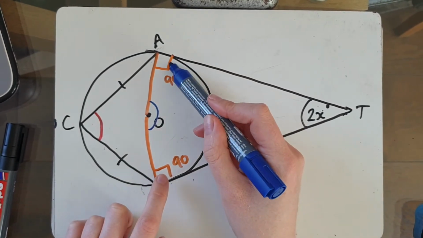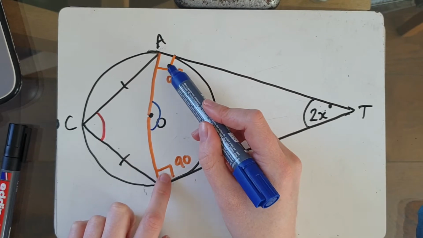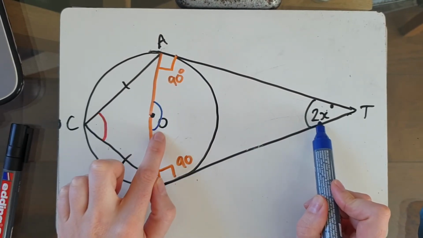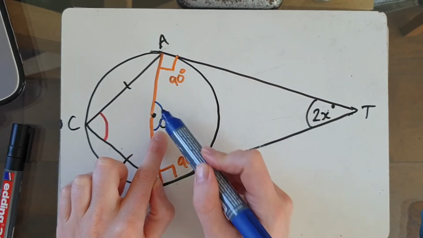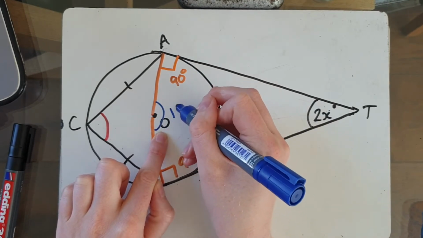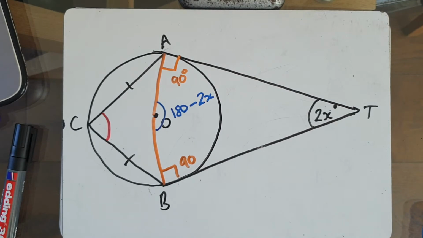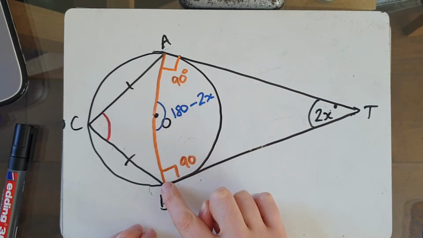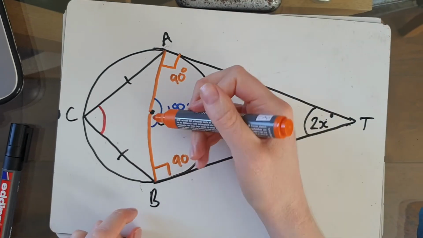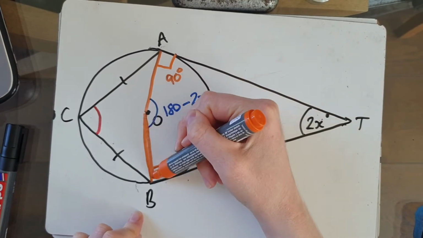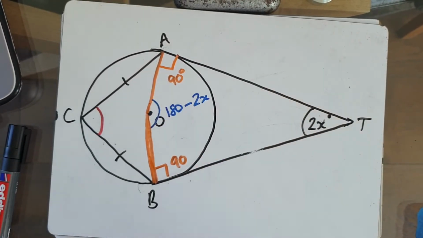I can take 180 away from that because these are both 90. So this one plus this one equals 180, which makes this angle 180 minus 2x. This angle here is at the centre. I'm going to try and make those a bit straighter because they're so terrible. There you go. How's that? A bit better?